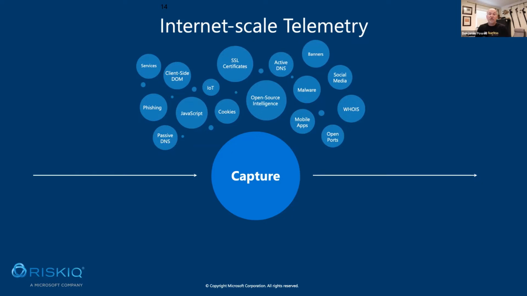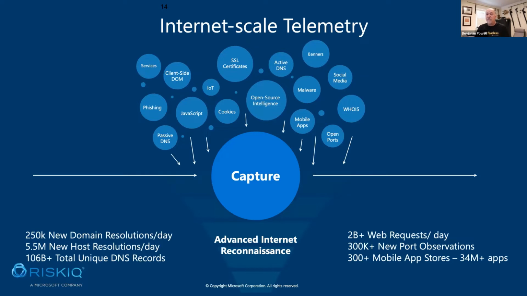We're pulling in all the open source intelligence. We have researchers and threat analysts that go through those as well and add context and additional information from our systems. We do active DNS and passive DNS. We also have one of the largest mobile app databases in the world, where we're looking at not only Google and Apple, but all the secondary mobile app stores around the world, letting people know what's good and what's bad. We pull down the banners, we scan for ports, we look at social media, and WHOIS records. As that comes in, we're doing over 2 billion web requests a day.